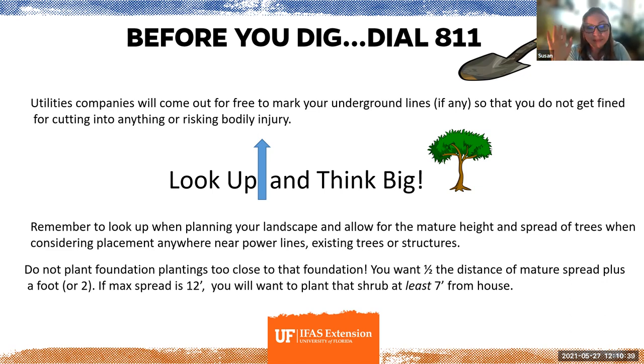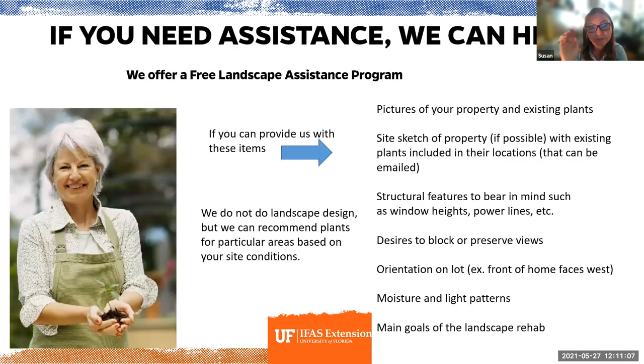Always look up and think big when you're planning for your mature height and spread of trees. You don't want to plant those anywhere near existing power lines or trees or structures. And make sure you don't plant foundation plantings too close to the foundation. Remember, it's half the distance of the mature spread plus a foot or even two to be safe. So if your max spread of that shrub is 12 feet, you want to plant that shrub at least 7 feet from your home.